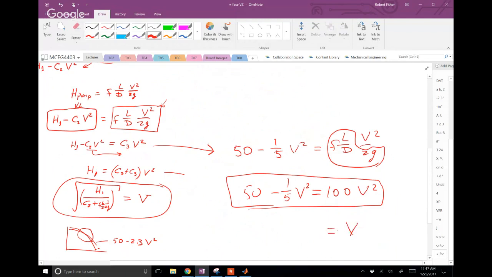Okay, I get it. And this F is what we get off the Moody chart, right? Right. The L is the length of the pipe, D is the diameter of the pipe, 2G is just 2G based on whether we're English or standard. Yeah, and that's it.